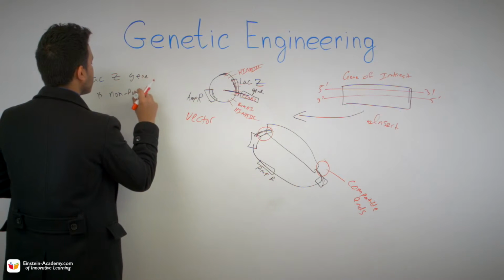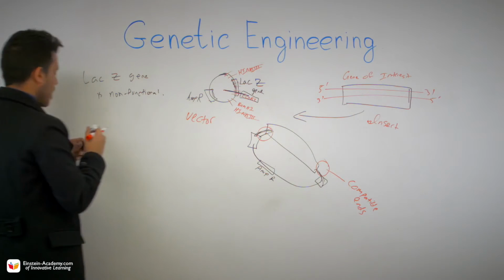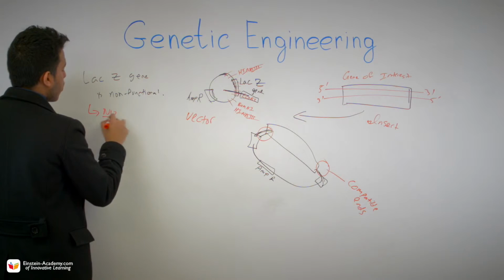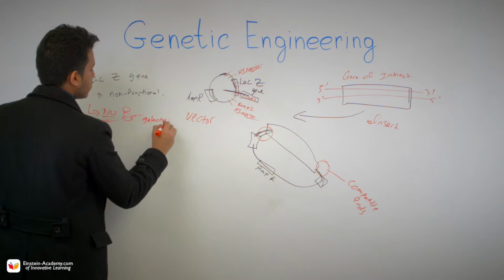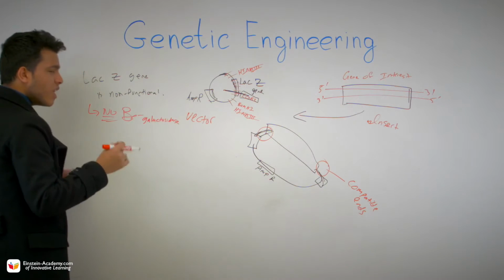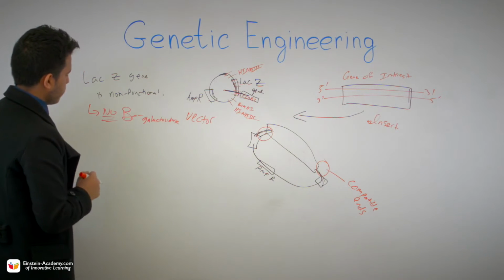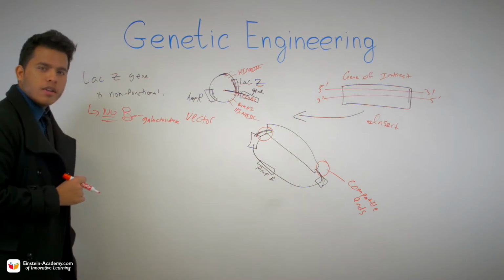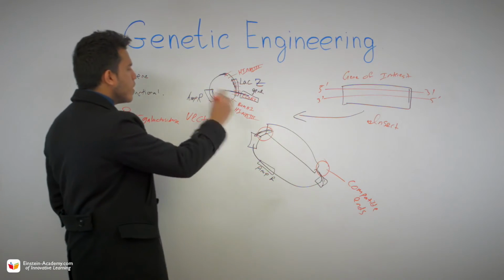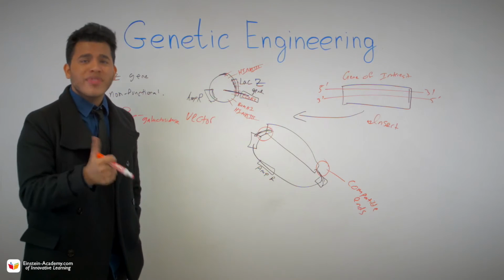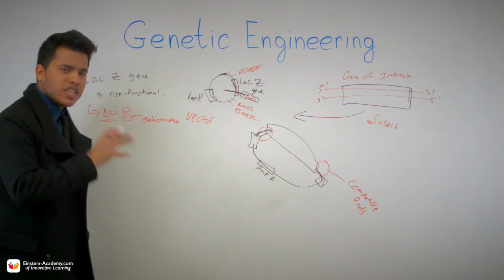The LAC-Z gene is non-functional now. Meaning what? That means no beta-galactosidase, meaning you will not hydrolyze lactose. That means that you have some kind of integration of insert in between the LAC-Z gene. This is good, you want this! And there's actually a test done.